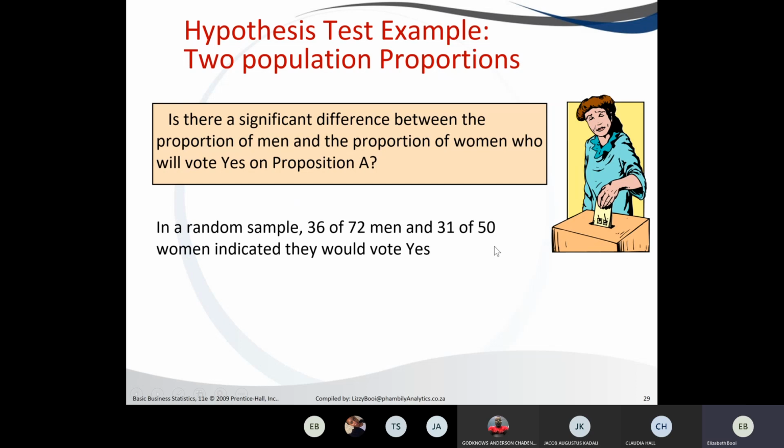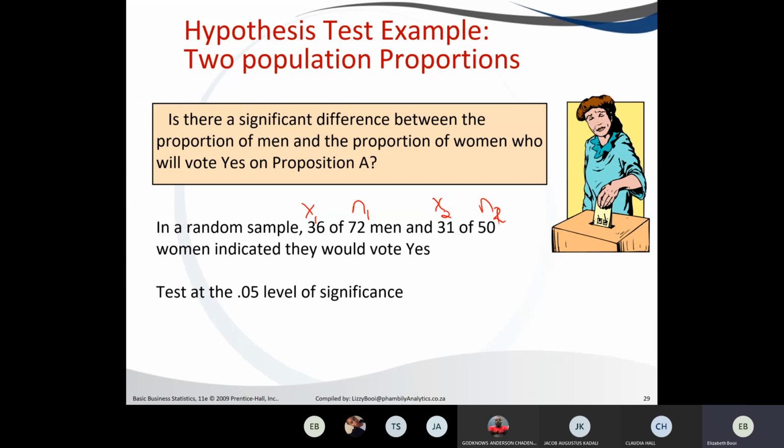And we know that the sample was selected from a random sample of 36 out of 72 men. So there already we are given our X observation, and we are also given our sample size. So we can define them. This is X1 because it comes from the sample N1. And we do the same. 31 of the women out of 50 indicated yes. So we can also define this as our X2, and this is our N2.